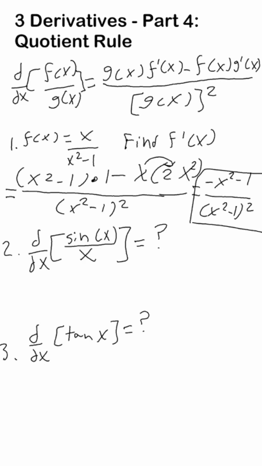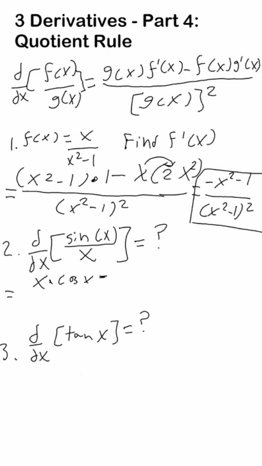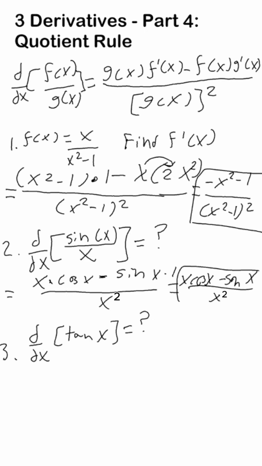Okay, for this next one, we basically do the same thing. So g of x is at the bottom, so you start with x times cosine of x, because the derivative of sine of x is equal to cosine of x. Then you subtract sine of x, because that's f of x on top, multiplied by the derivative of g of x, which is just times 1, all divided by x squared, which is just the same thing as x cosine x minus sine x all over x squared.